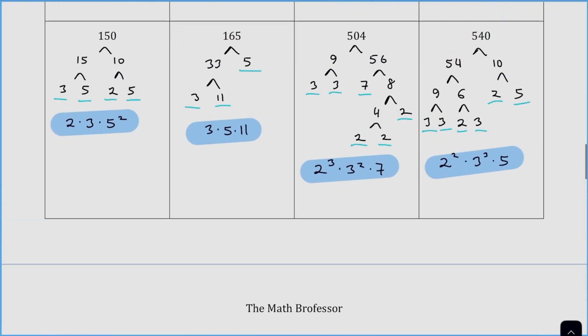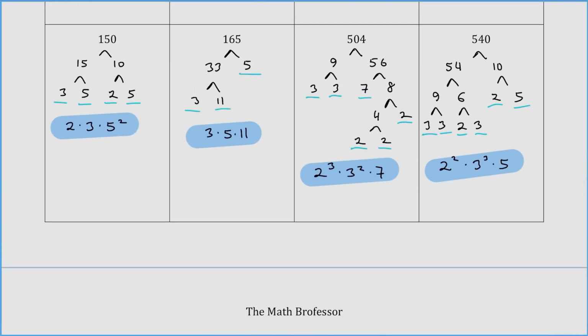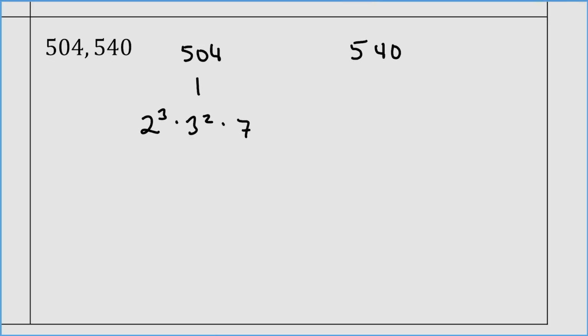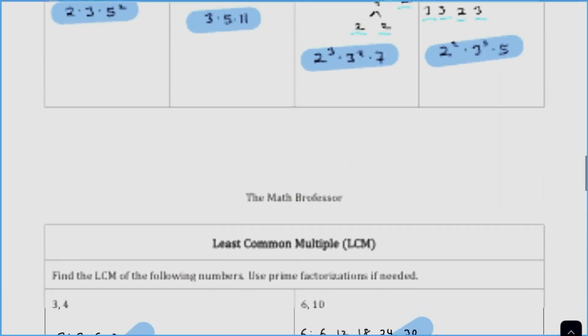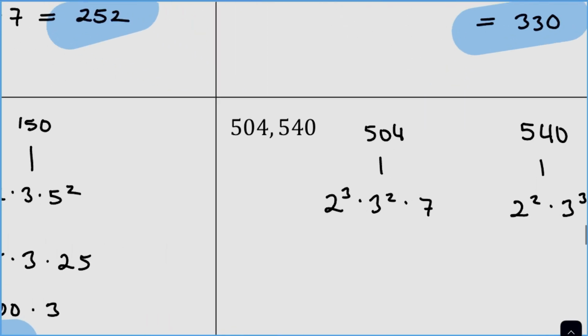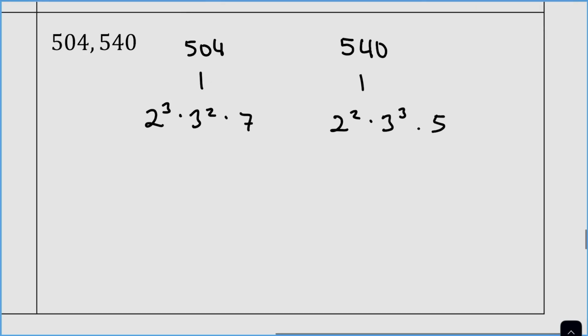And lastly, 504 and 540. So let's go grab these prime factorizations. For 504, we have 2 cubed, 3 squared, and 7. And then for 540, oh, that's terrible penmanship. Here we go. For 540, you have 2 squared, 3 cubed, times, I believe it was a 5. Yes. Okay. Here we go. This is a good example.